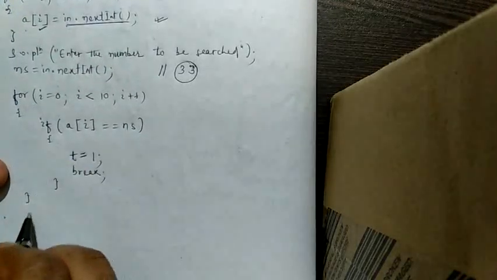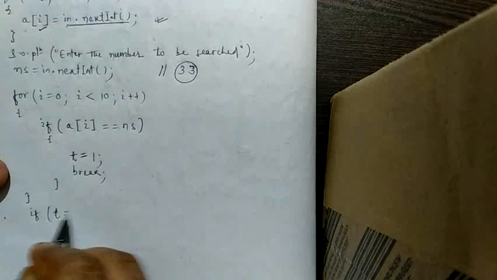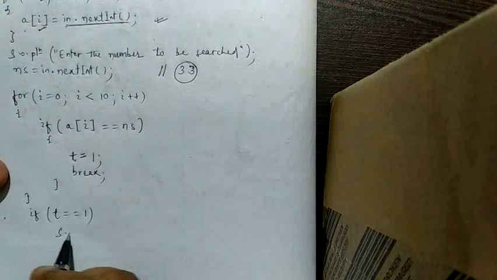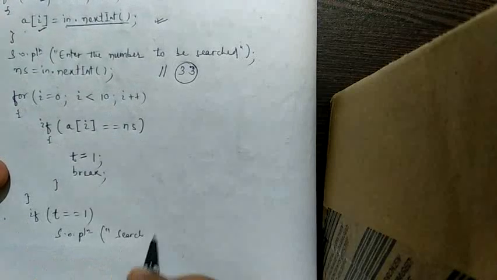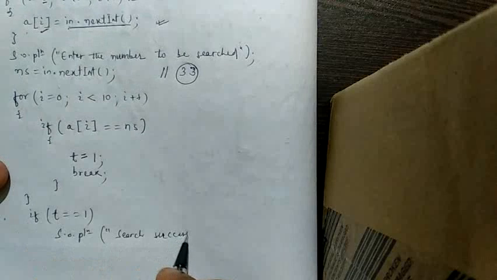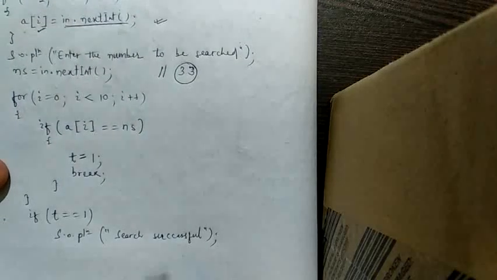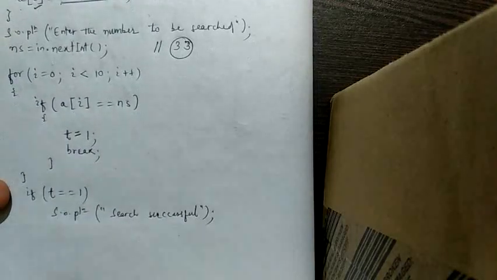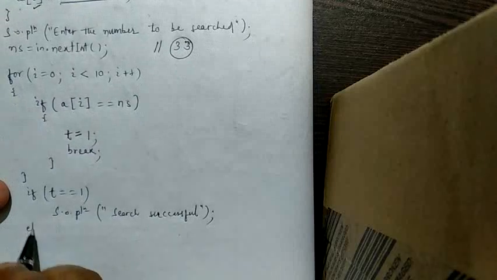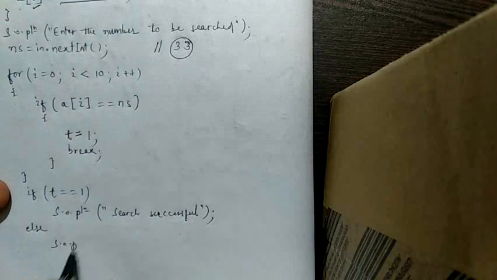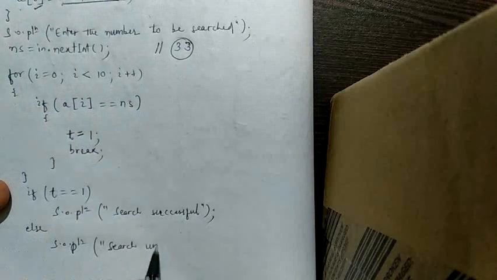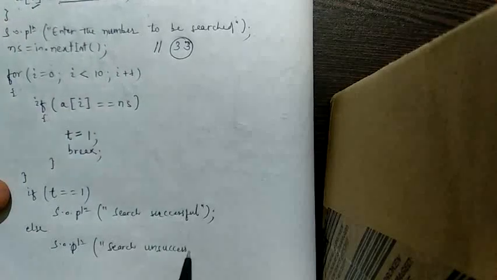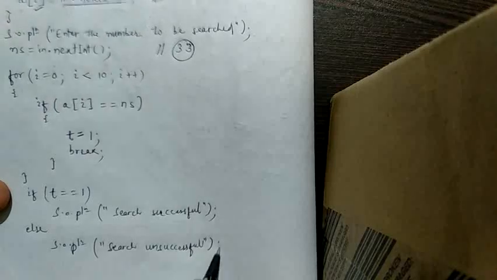Once this loop is over, we will write the condition: if t is equal to 1, it will print search successful. You can print any other statement according to the statement given in the question. Else, System.out.println search unsuccessful. Now let us see the execution part.